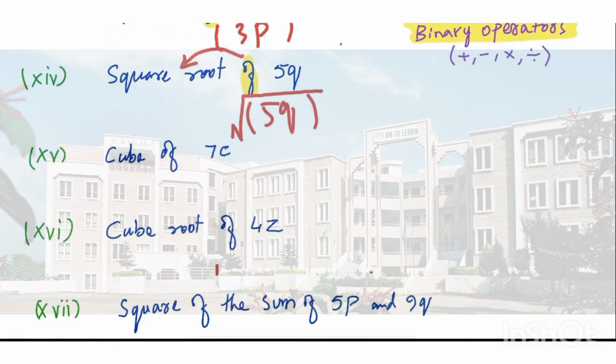Now the cube of 7c. Again, "of" means we have to put a bracket here till the end of this statement, and there is the word 7c, we are putting 7c inside of it, and before "of" there is the word "cube", so I'll be putting a cube on it. So cube means power 3, so this is 7c power 3.